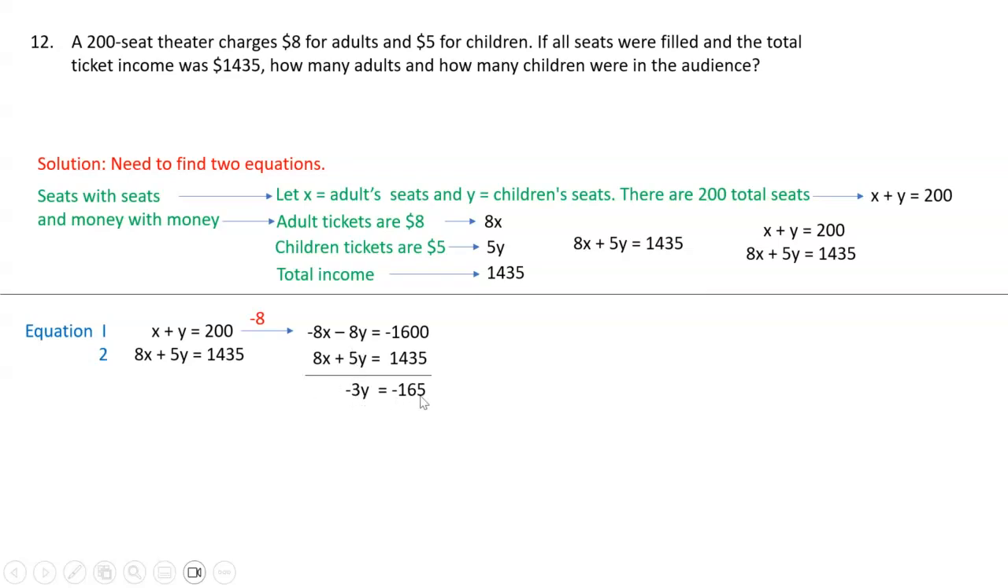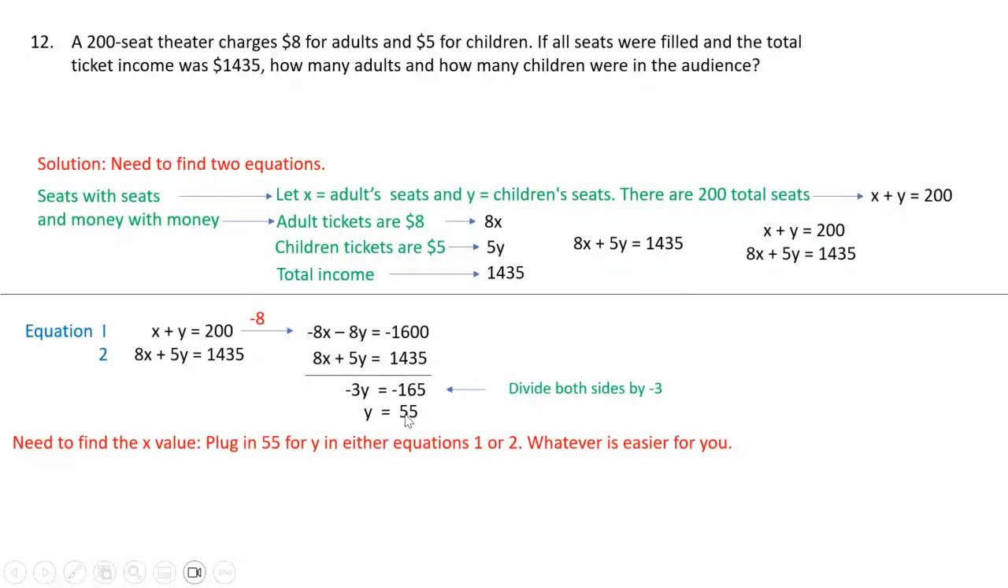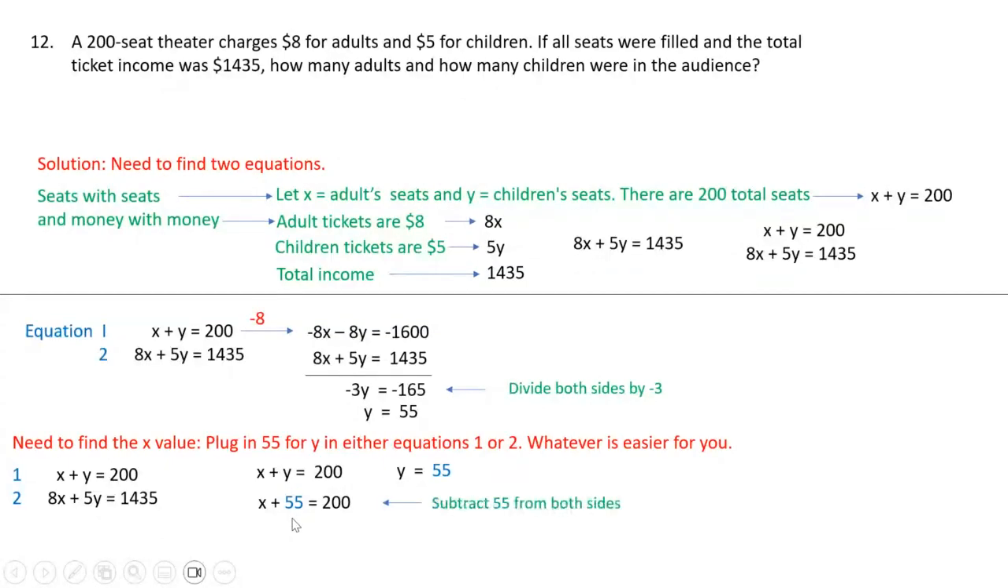We get -3y equals -165. Divide both sides by -3. So I found the value for y, which is 55. Now we need to find the value for x. I can go to equation 1 or equation 2, whichever is easier. In my opinion, equation 1 is easier. So we know the y value is 55, and I'm going to plug in 55 for y. Now I'm going to subtract 55 from both sides, and we found our x. X is 145. So my x is 145 and my y is 55.